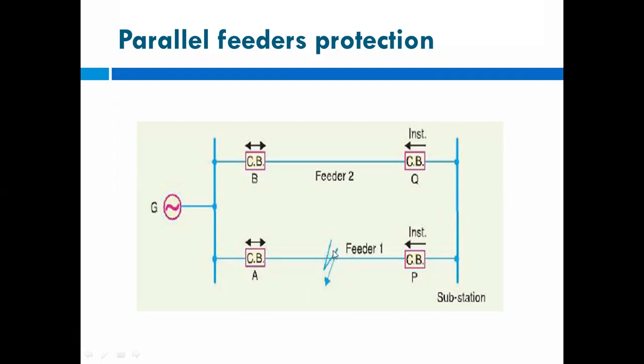When a fault occurs, your relay will operate the circuit breaker, and they will disconnect the circuit from the faulty section. This will happen, but after that your power should be supplied to that point. So how actually is it supplied?